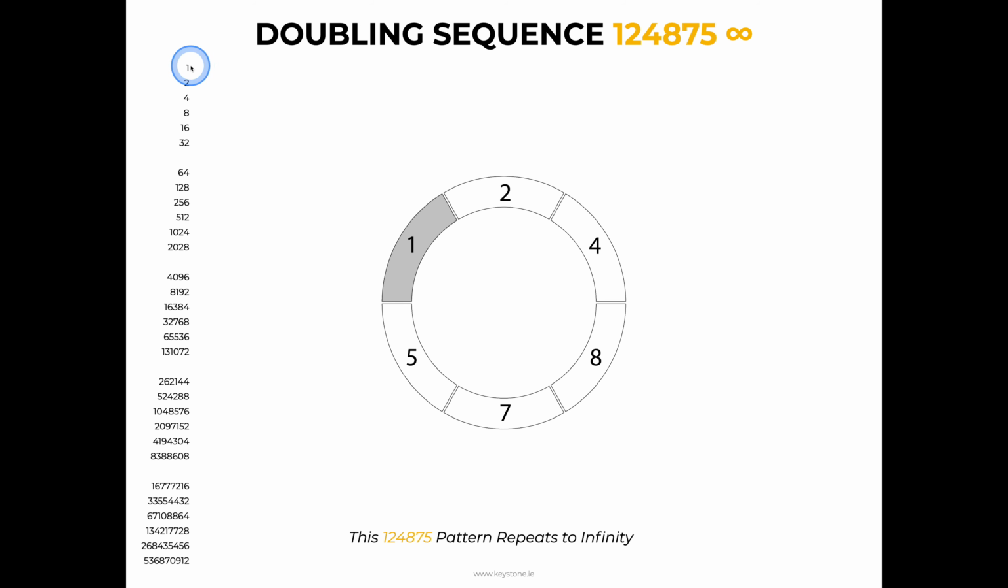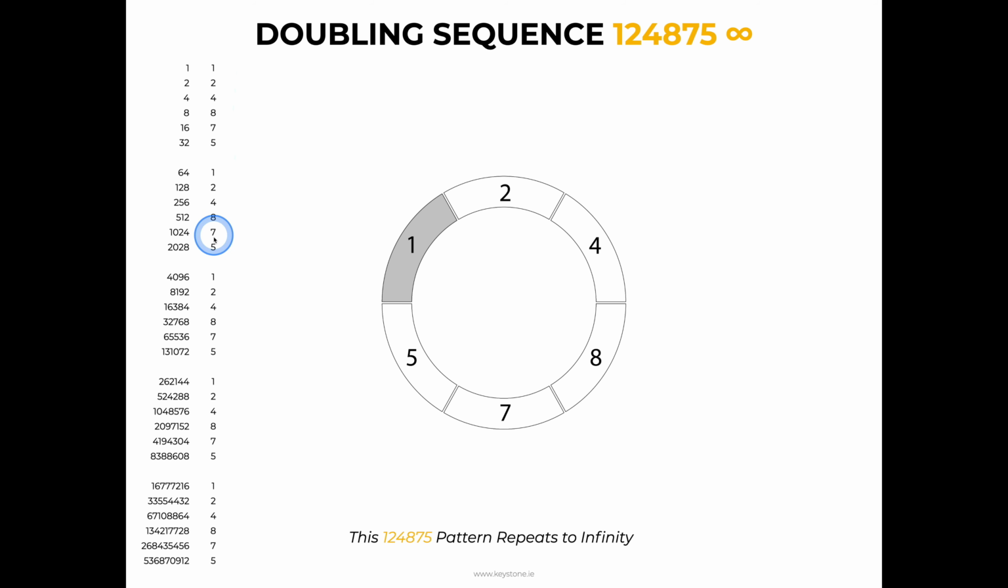Let's start with the number 1. 1 doubled is 2, 2 doubled is 4, 4 doubles 8, goes to 16, 32, 64, 128, etc. So this is the doubling pattern. But when we reduce them to their root numbers, we find this interesting pattern. 1, 2, 4, 8, 7, 5.